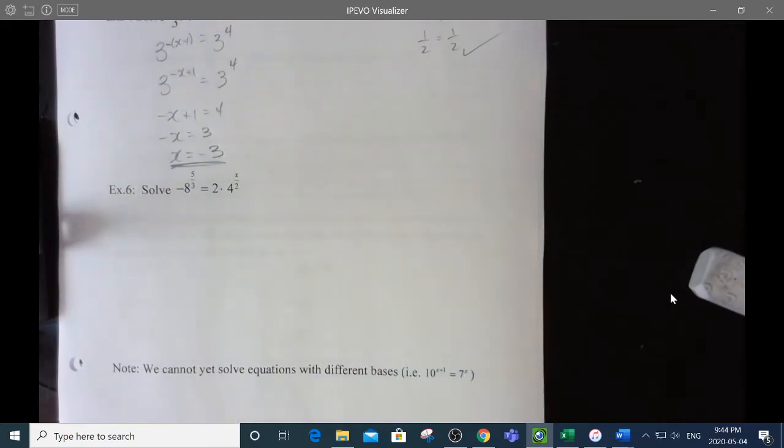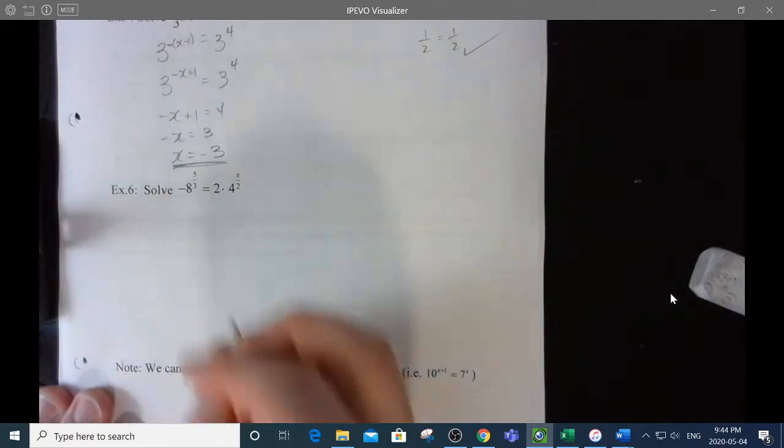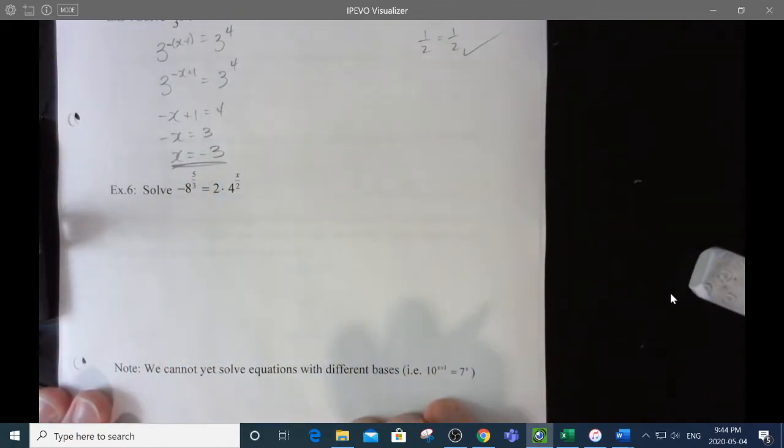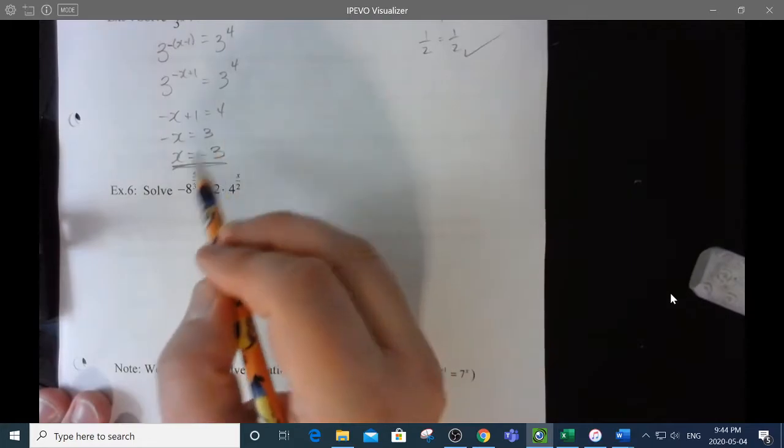Okay, finally this guy. Isn't that fun? What am I going to do with that? Well, I'm seeing 2's. How about you? Do you see 2's there? 8 is 2 to the power of 3. Now, let's be careful with this negative here.